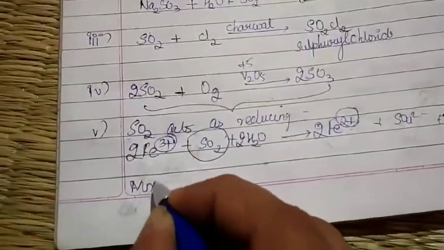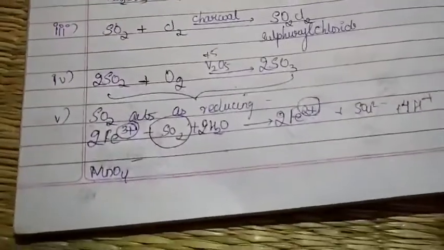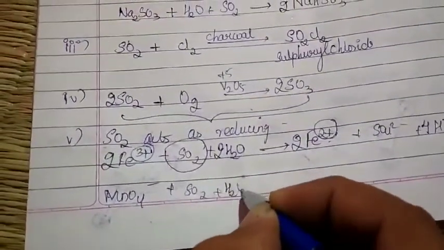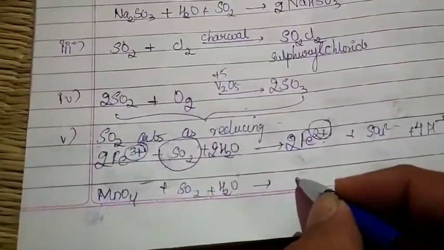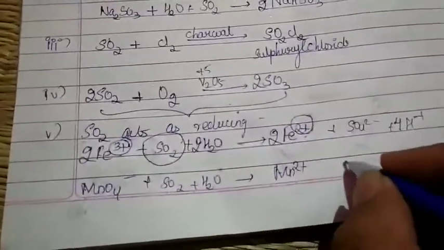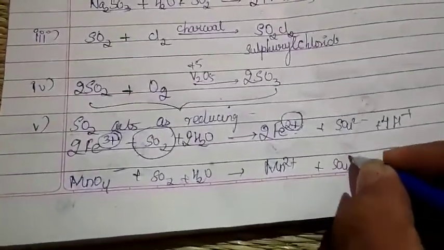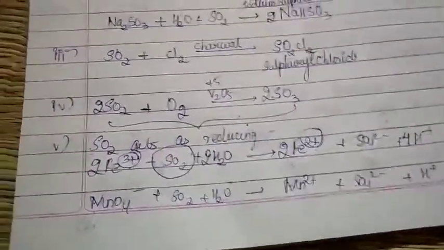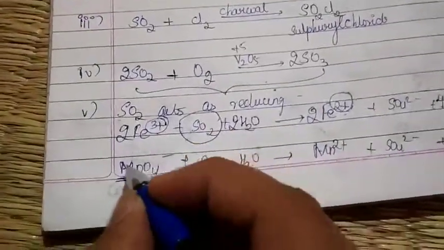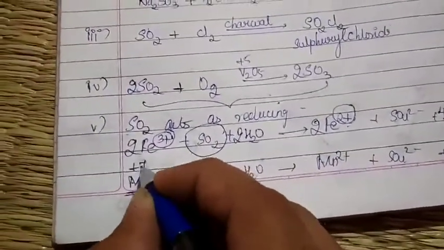Not only this much, even when you treat potassium permanganate with your SO2 in the presence of water, it is going to give you what? Yes, first of all, it gives you Mn2+ along with SO4 2- plus H+. You can ask me, so it is really a reducing agent. Basically, when you check the oxidation state of the Mn, it is in the +7 state.